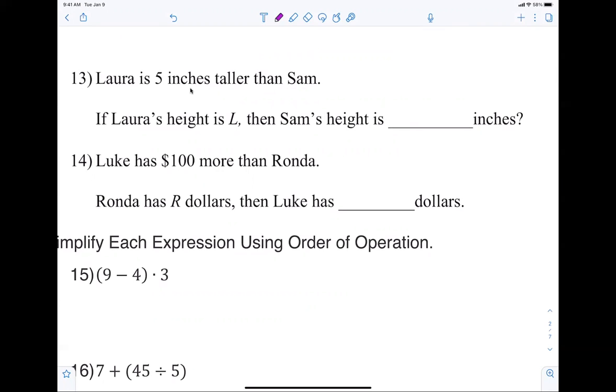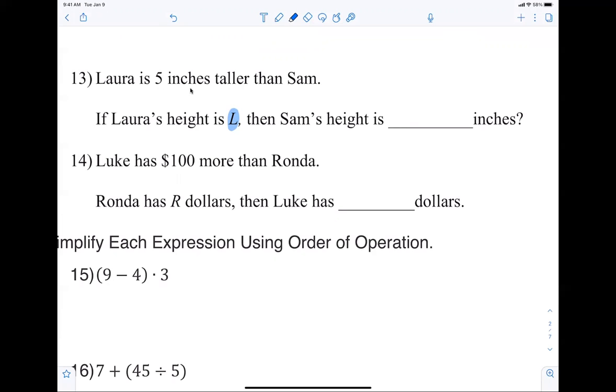So again, now listen to me, kiddo. I'm not saying you're wrong because I haven't even figured it out yet, but who's taller? Yes, Laura is taller, right? So if Laura is L, they're telling you L, that's how tall Laura is. What's Sam's height going to be? No, we're making it with respect to L. Not X, it's got to be L.